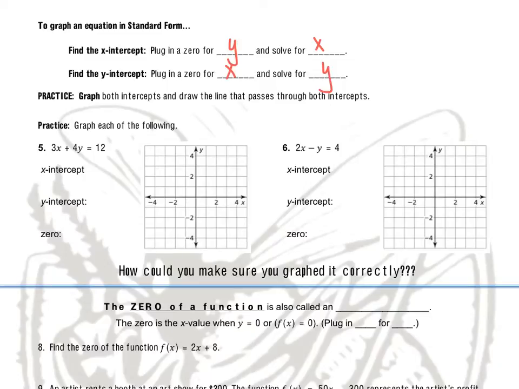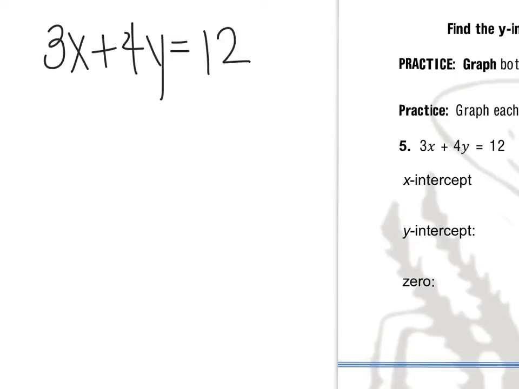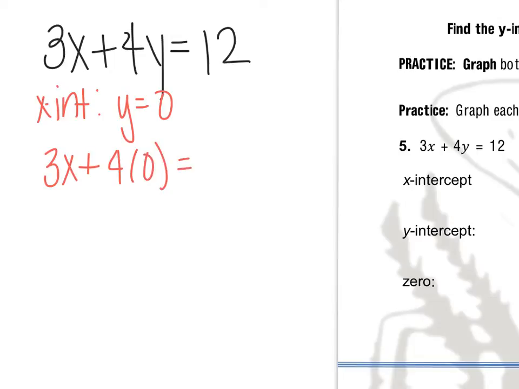So look at number 5. The first thing I want to find is my x-intercept. Well, to find the x-intercept, y needed to equal 0. So imagine, and you don't have to write this right now, that we put 0 in here for y. Well, 4 times 0 is 0, so we really just have 3x equals 12.